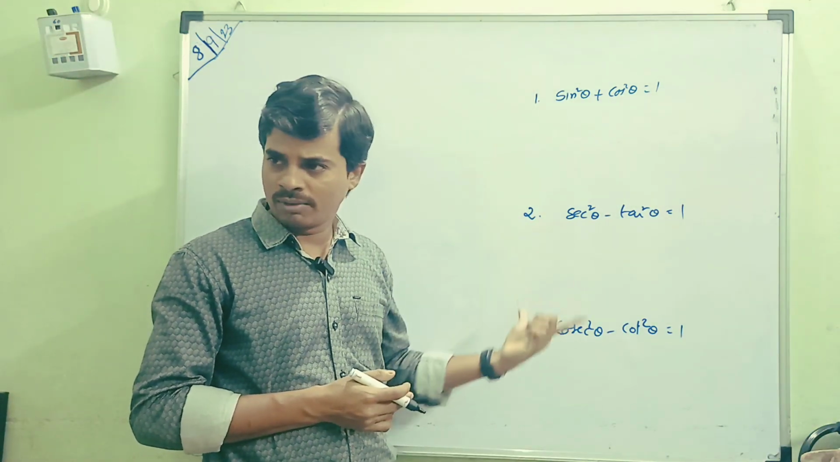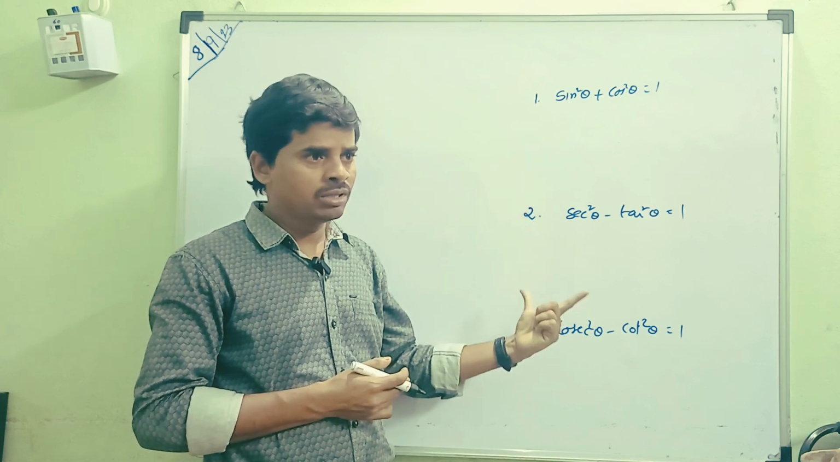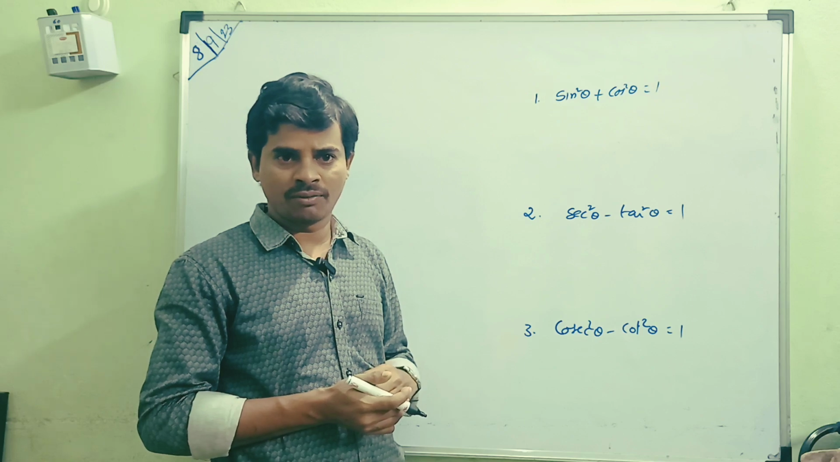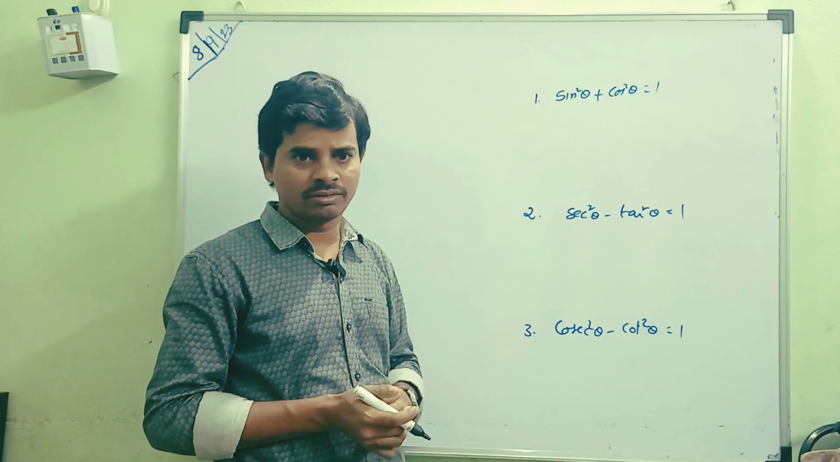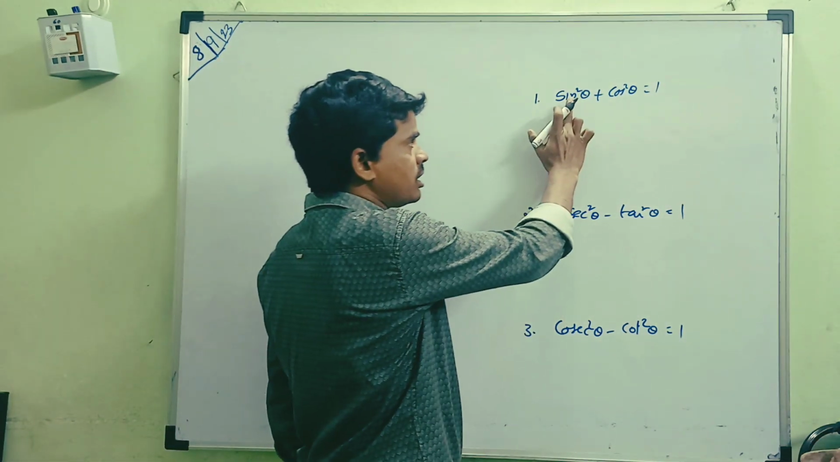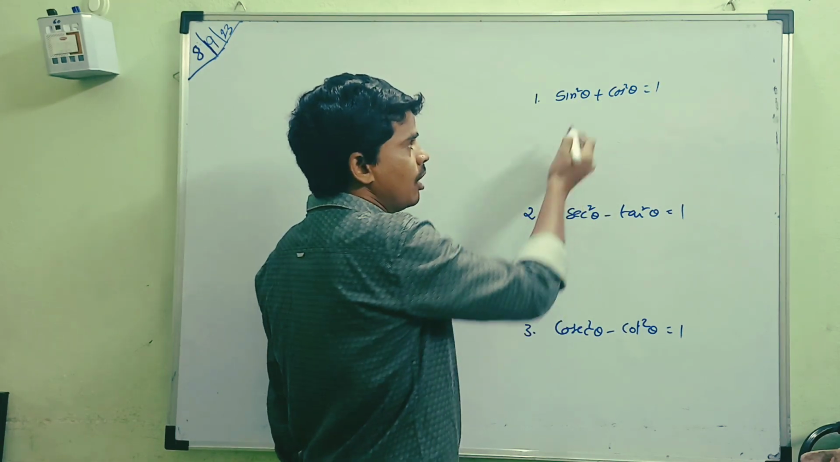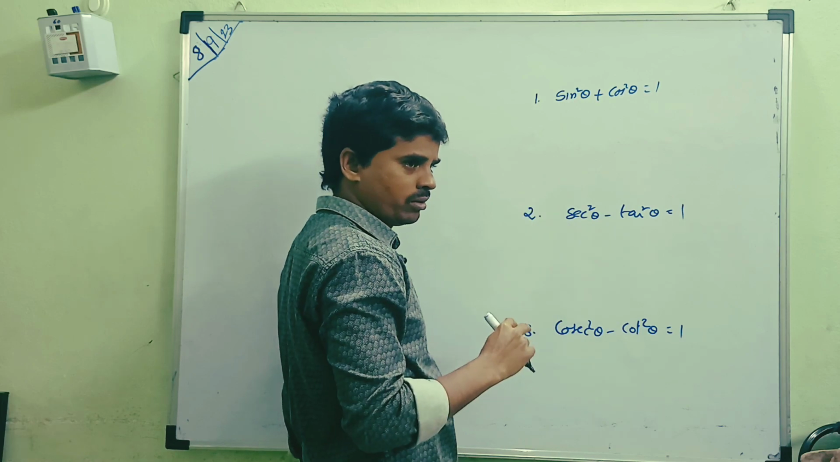I will write all the formulas. I will list out all the formulas now on the board, which is very important to solve the fourth exercise of trigonometric identities. See, first one is sin square theta plus cos square theta is equal to 1. From this we can derive two formulas more.